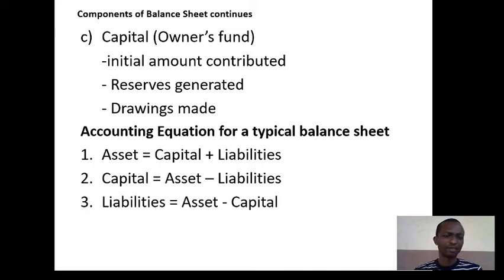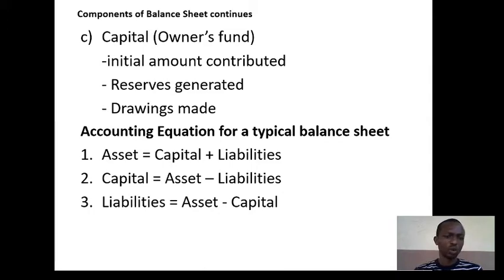Now you have reserve generated. After you prepare your profit and loss account, you have removed all your expenses and you have gotten your net profit. Like in a company where they pay dividends to shareholders, you have removed your dividends. You now say, okay, this one is reserved for reinvestment. The one you reserve for reinvestment at the end of the year, you apply it back into the business. That's what we call reserve. So it also forms part of your capital. You add it to your capital.